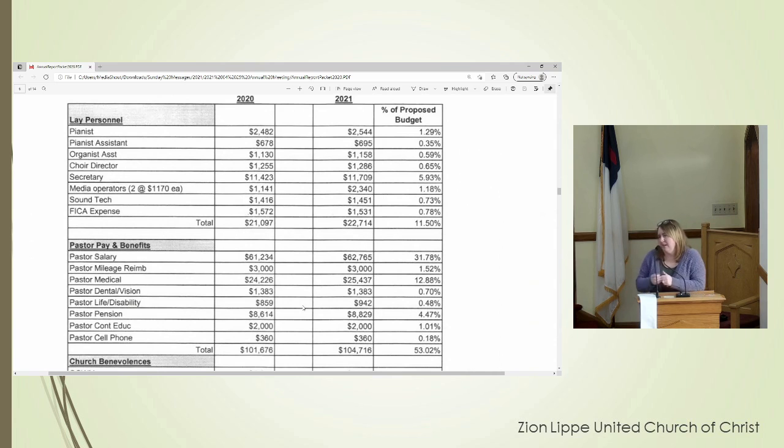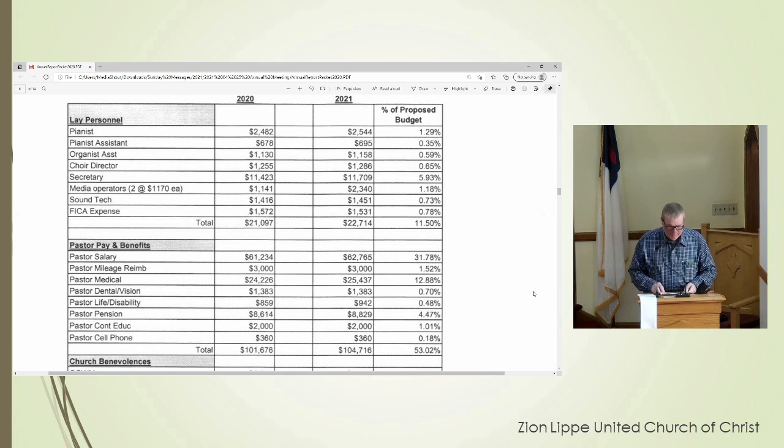Looking for Bob. There he is. He's going to come up and go over it, and then we will have a motion and a vote after the budget is proposed. Good morning.